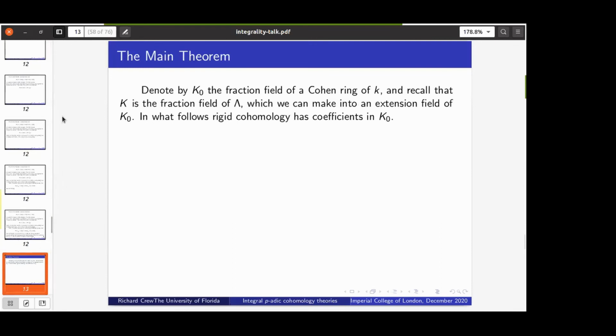Now we get to the main theorem. Little k is our base field. I will denote by k naught the fraction field of a Cohen ring of little k. And recall that capital K is the fraction field of lambda. Okay, I can make it into an extension field of k naught. And in what follows, rigid cohomology is going to be taken with coefficients in k naught.